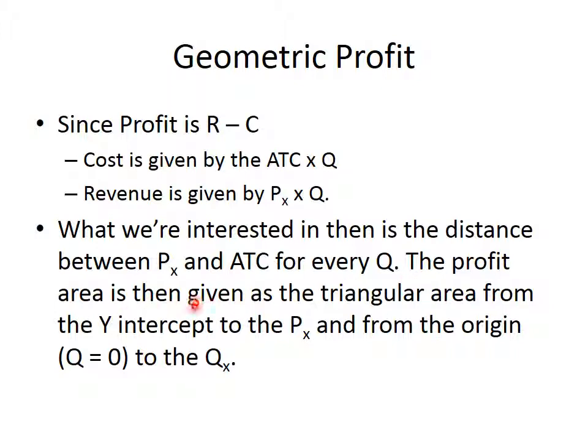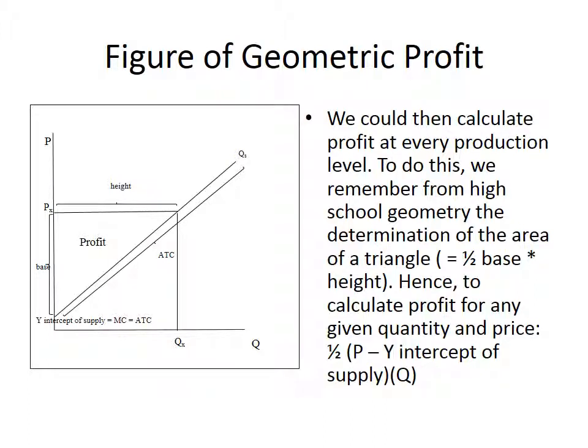The profit area is then given as the triangular area from the y-intercept to the price of X, and from the origin, which is where quantity equals 0, to QX. Now let's put some numbers behind that to reinforce that in our brain. That's all very nice and all very hypothetical and theoretical. Let's put some numbers behind it.